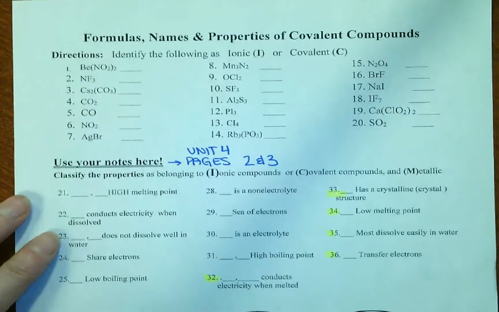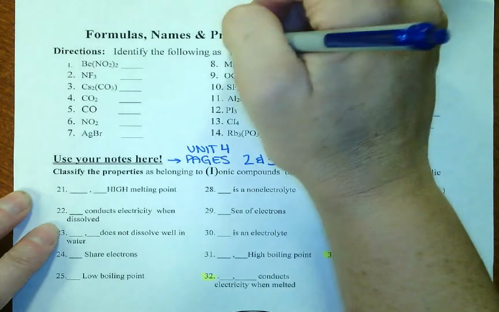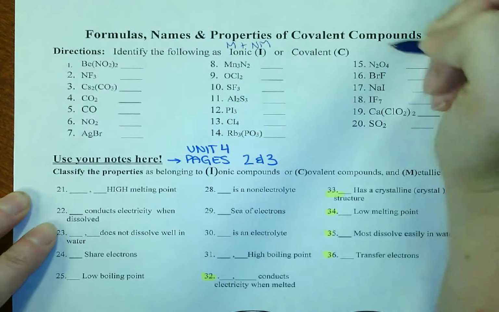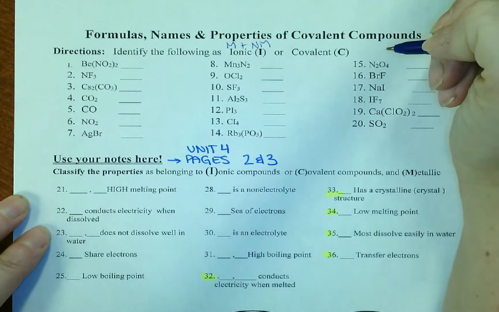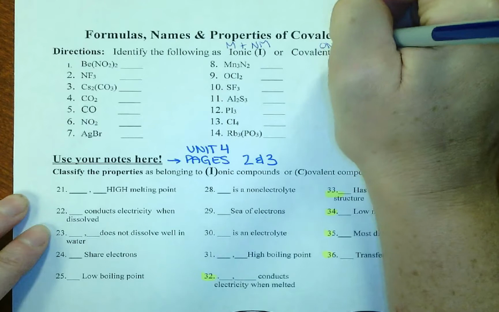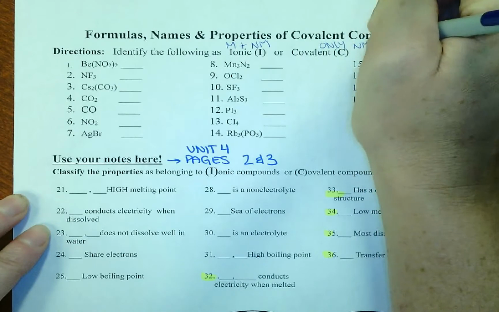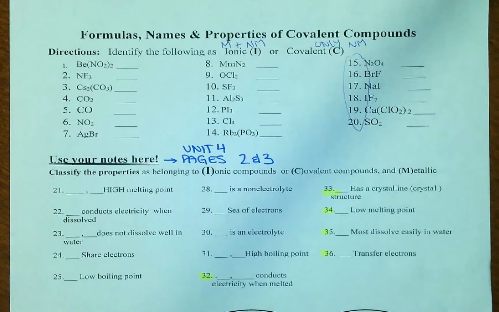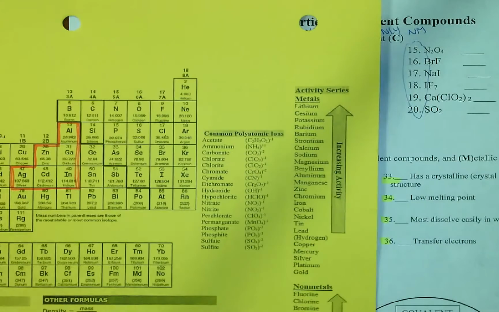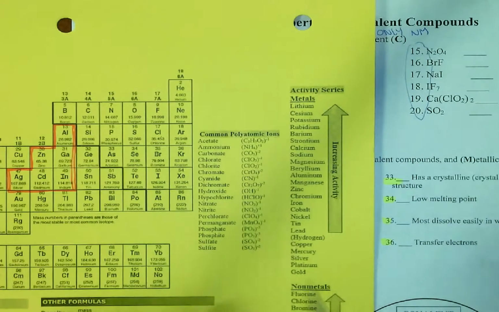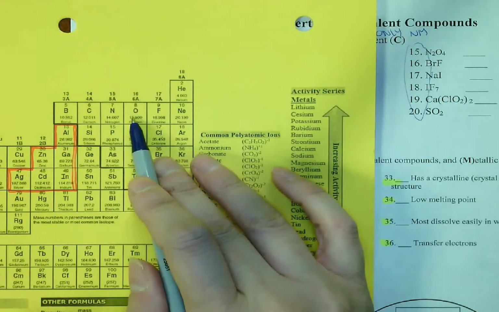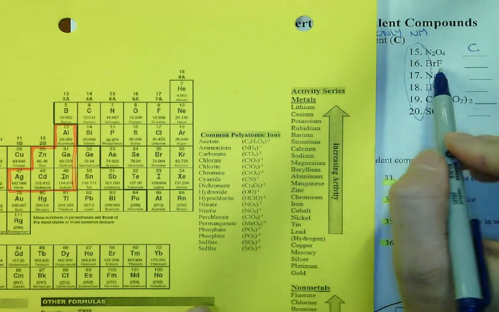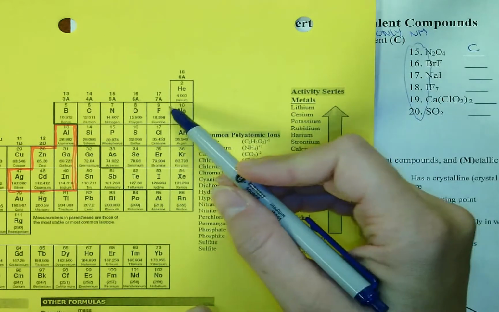Identifying as ionic or covalent. It's ionic if it is a metal plus a nonmetal. Okay, if it's got at least one of each, it's ionic. If it is only nonmetals, then we're covalent. So I'll look at just a couple of these with you. Okay? And I don't know how much of the periodic table I can get on here. But nitrogen and oxygen, both nonmetals, so covalent. Bromine and fluorine, both nonmetals.